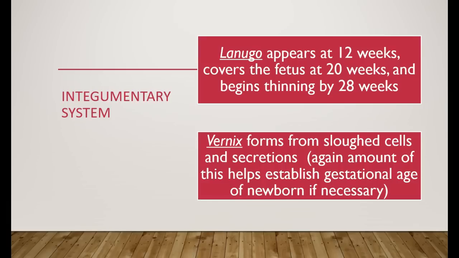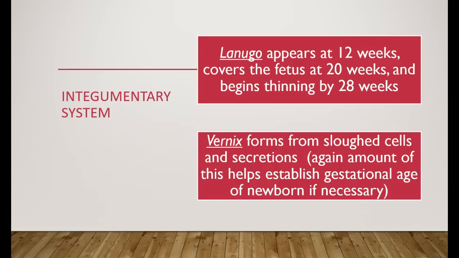Talked about lanugo just a little bit ago. Lanugo appears about week 12 and covers the fetus by week 20 and begins to start thinning out by 28 weeks. And lanugo is that real fine, downy, kind of peach-like fuzz on our baby's skin. So one of the ways we can tell how mature a newborn is is by how much lanugo they have on them.